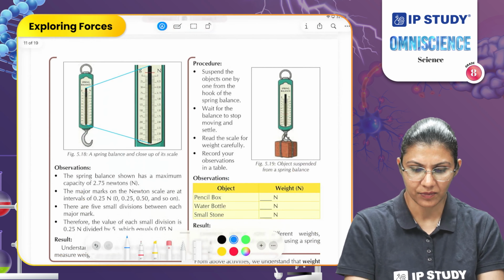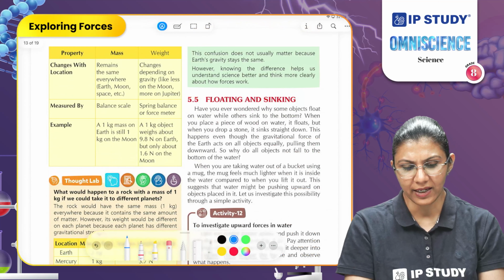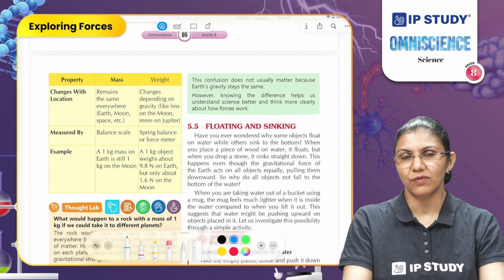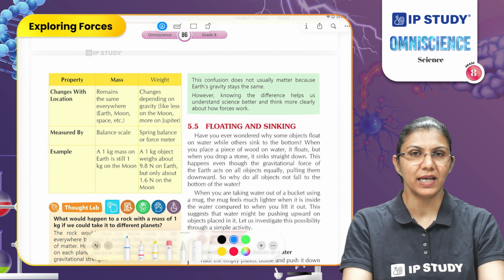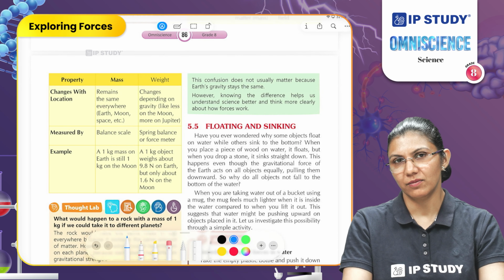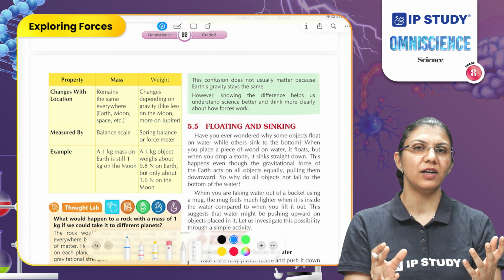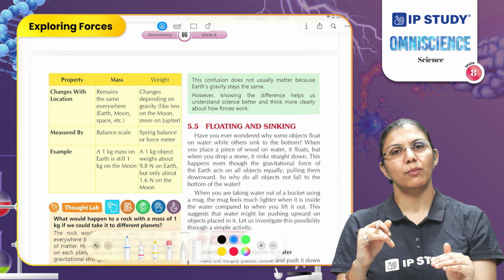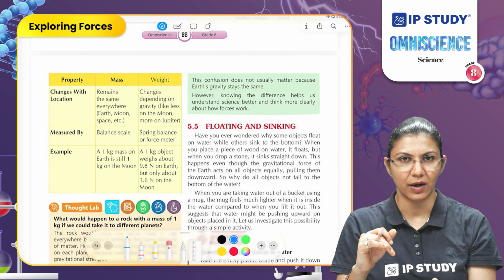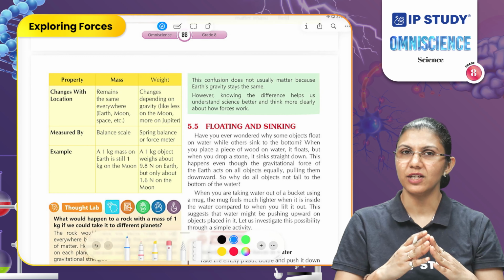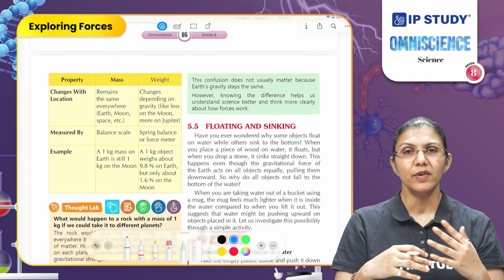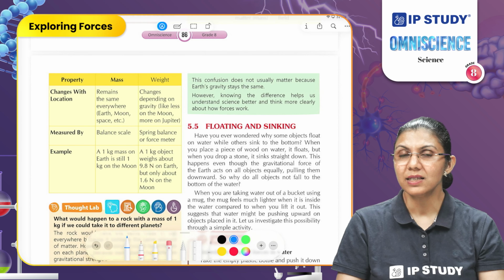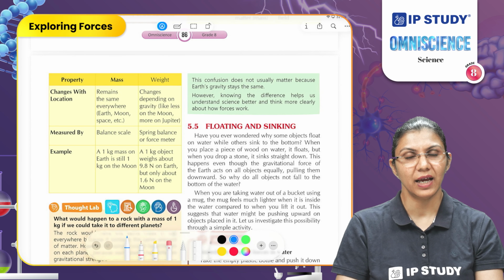Next is floating and sinking. So what do we understand about floating and sinking? When you place any object in water or in a bucket filled with water, what do you see? Either it will move to the bottom of the bucket, or it will rest over the surface of the water. How do we decide which object will sink or which will float? This depends on the density of an object.